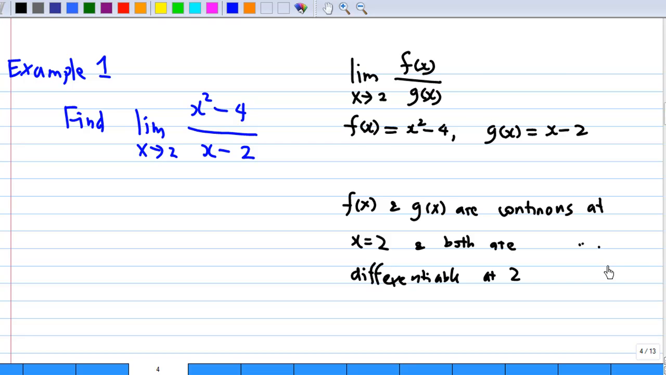Let's look at example 1 taken from Howard Anton. We are going to find the limit of (x squared minus 4) over (x minus 2) when x approaches 2. This is of the form f(x) over g(x) when x approaches 2, where f(x) is x squared minus 4 and g(x) is x minus 2. Now we notice that f(2) is 2 squared minus 4, which is 0. And g(2) is 2 minus 2, which is also 0. Therefore, we are actually having an indeterminate form 0 over 0 case.